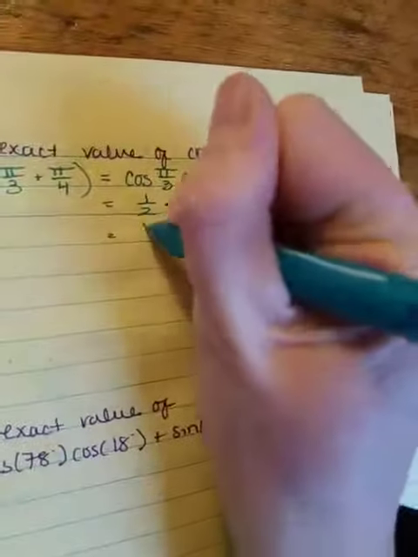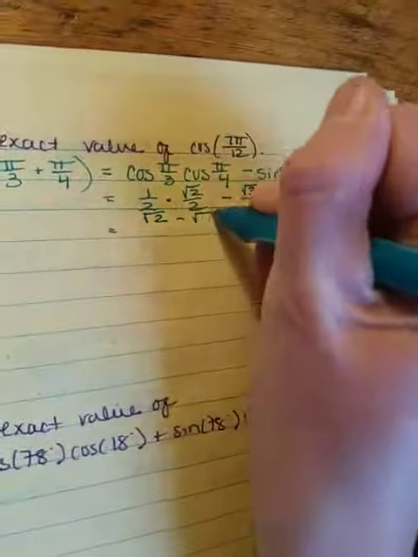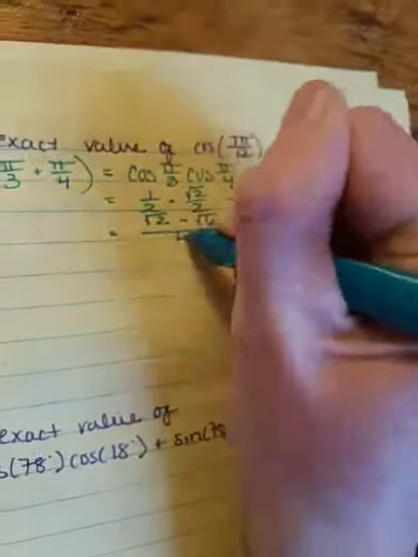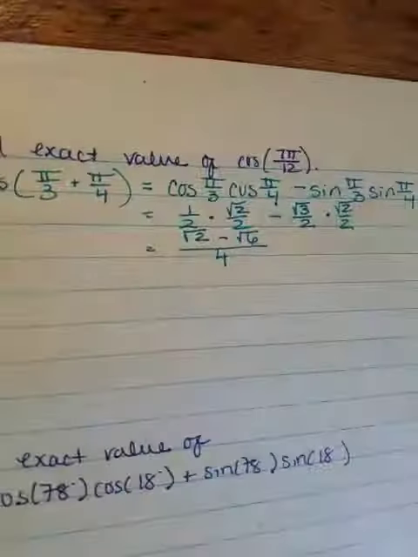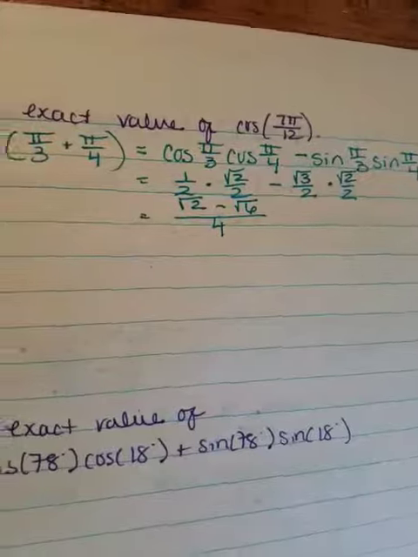Simplifying and combining like terms, actually not really, just your two fractions, you're going to get root 2 minus root 6 all over 4. I might as well go on here, that was a short one.